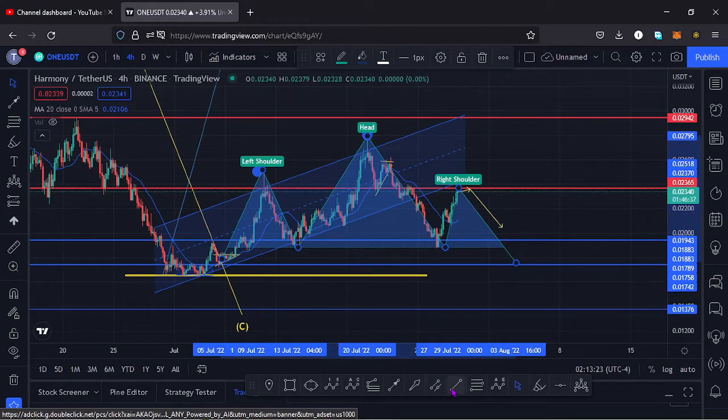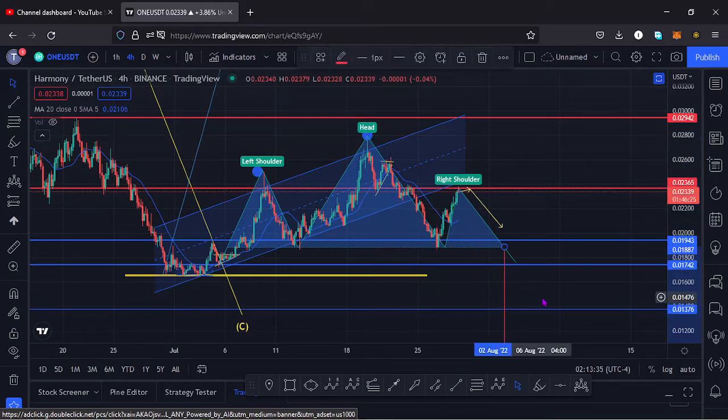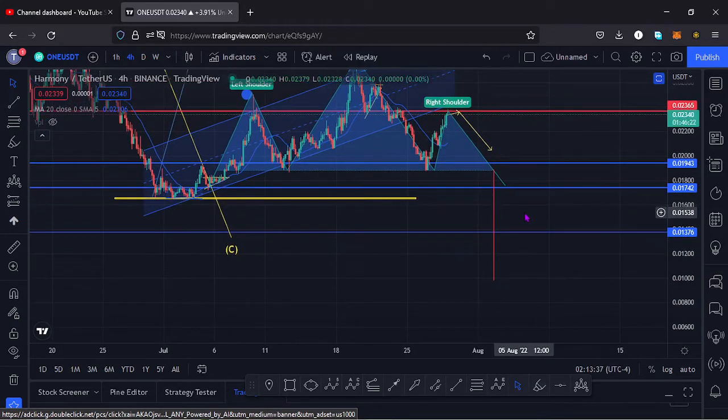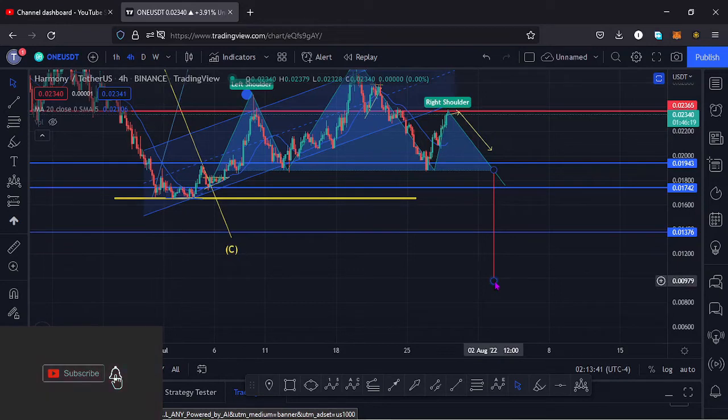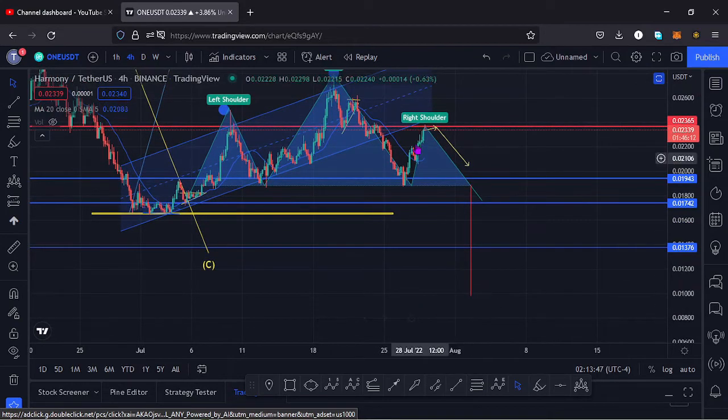So if I use a trend line to get the height between the head and the neckline, then take that height and place it at the area where you might get that breakout to the lower side of the head and shoulders pattern, that gives us a target area at around the $0.0975 mark.